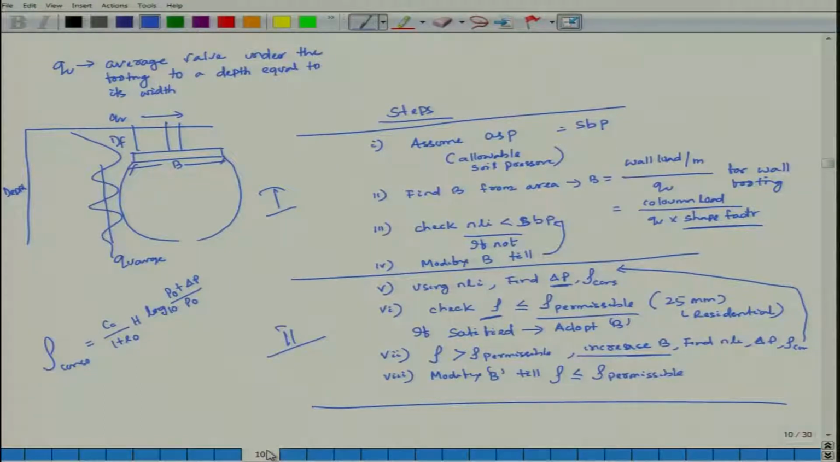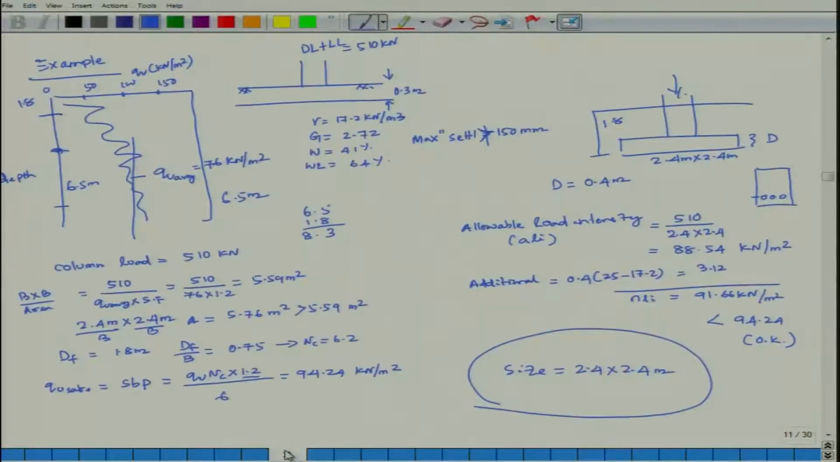Step 1 is assuming allowable soil pressure is equal to soil bearing pressure, and finding out the dimensions. Once you get your dimensions, then with these dimensions check your permissible consolidation settlement. Suppose at any stage it is not satisfied, then you modify the value of B. So, this case one example I have solved last class.